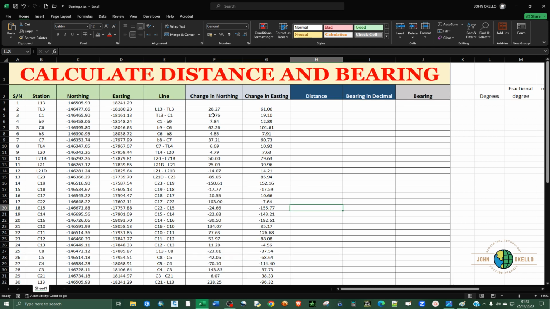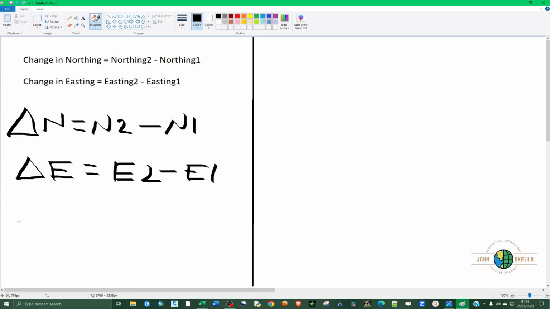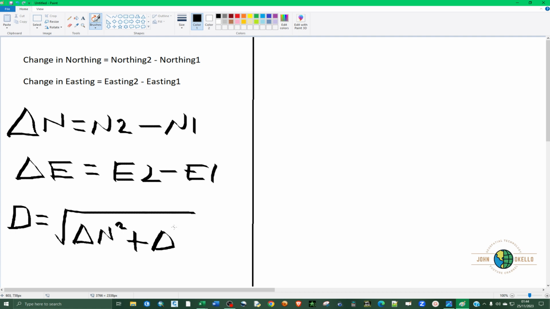Now we have the change in northing and the change in easting, and the formula for calculating distance is, let me show you how to calculate distance. Distance is equal to the square root of the square of change in northing, delta n, plus the square of delta e.